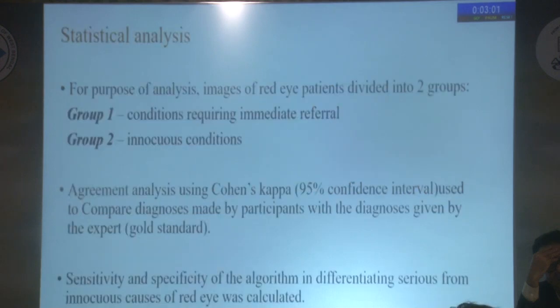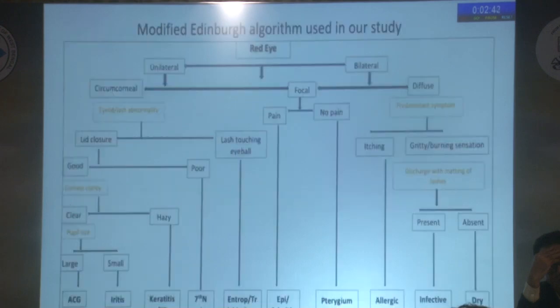For the purpose of analysis, we split the 115 patients into 2 groups, Group 1 and Group 2. Group 1, more serious cases requiring an immediate referral. Group 2, innocuous conditions. The agreement analysis was calculated using Cohen's kappa, and the sensitivity and specificity of the algorithm to differentiate between the groups were also calculated. This was the modified algorithm that we used, and these were all the diagnoses that were included.